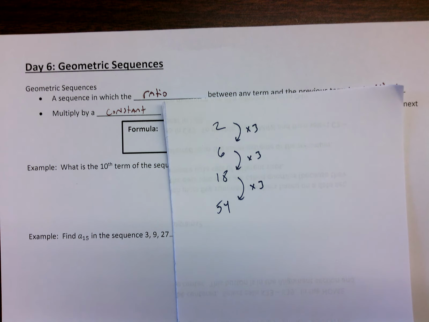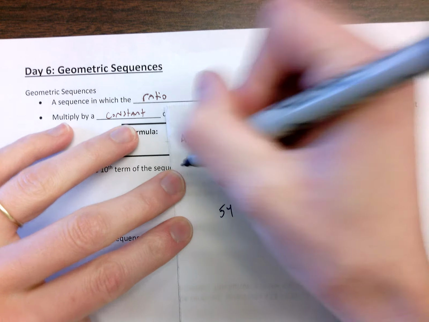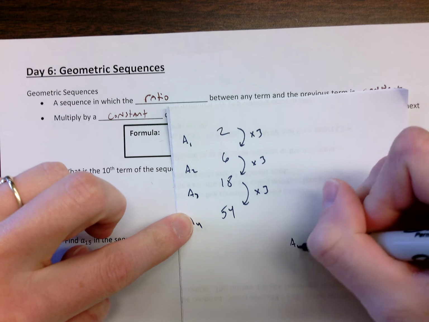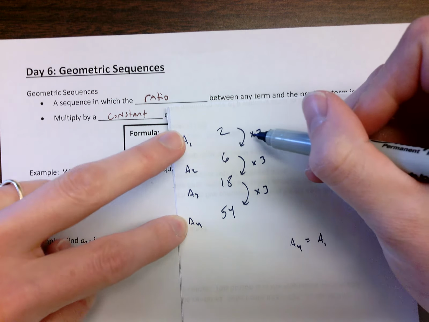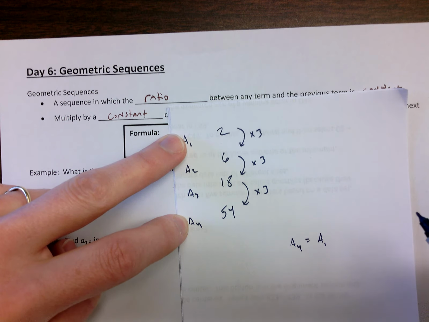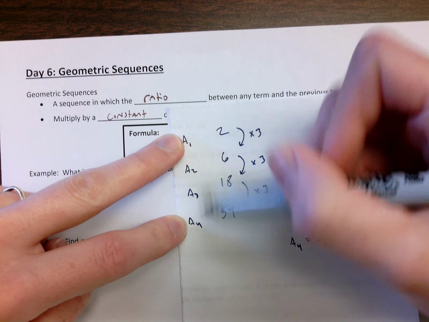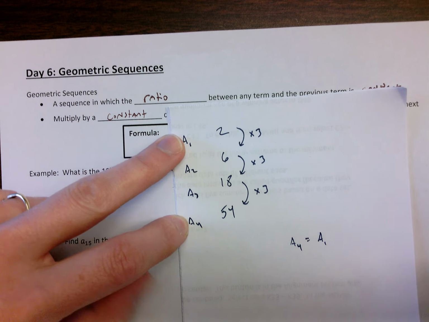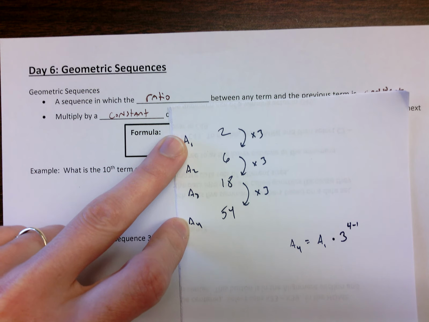Much like with the arithmetic sequences, how could I jump straight from here to here? So this would be a sub 1, a sub 2, a sub 3, a sub 4. To get to a sub 4 from a sub 1, what am I doing? Well, I have to multiply by 3. And how many times? Well, 3 times, the distance between these two numbers. The distance between 4 and 1 is 3. So that's how many times I'm multiplying. So I'm multiplying that first term by 3, and I'm doing it 4 minus 1 times.